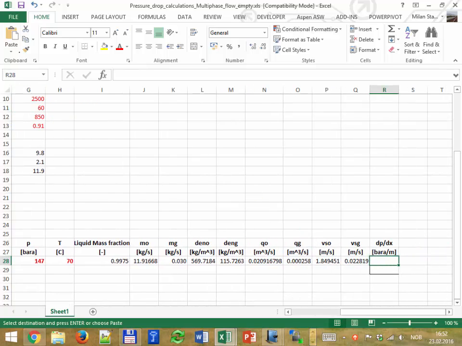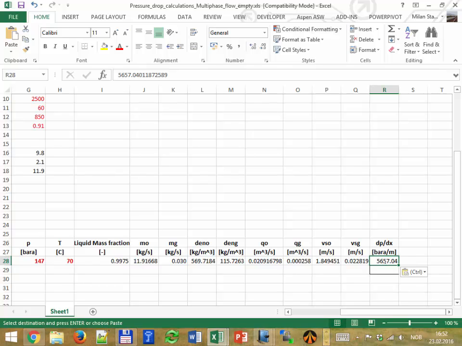We paste it here. And here we have to do a transformation, okay? Because this number was in pascals per meter, and we have to change it to, so from pascal to bar. How much is it? Okay. Exactly, and if you change the inclination, it's going to change.